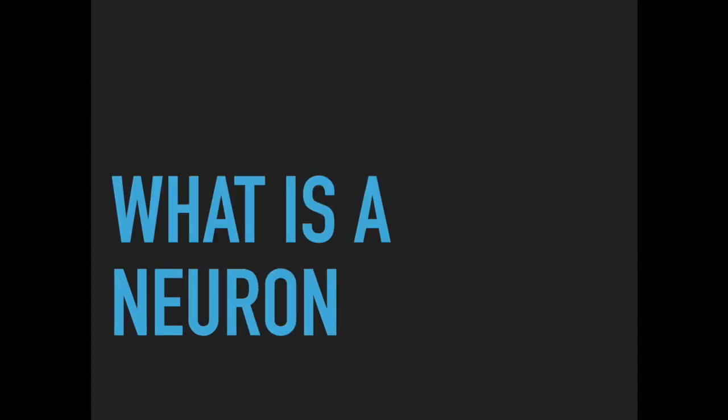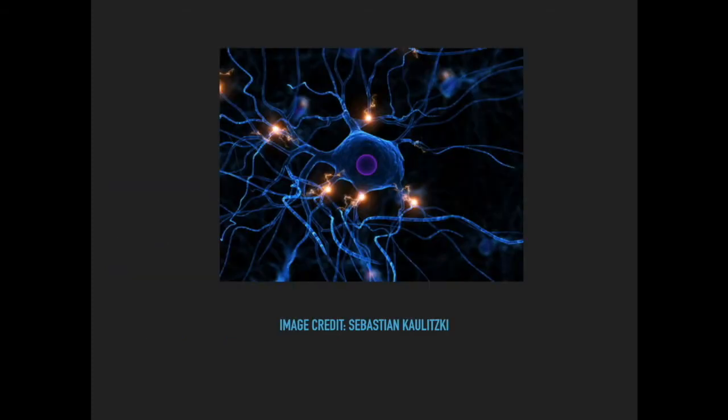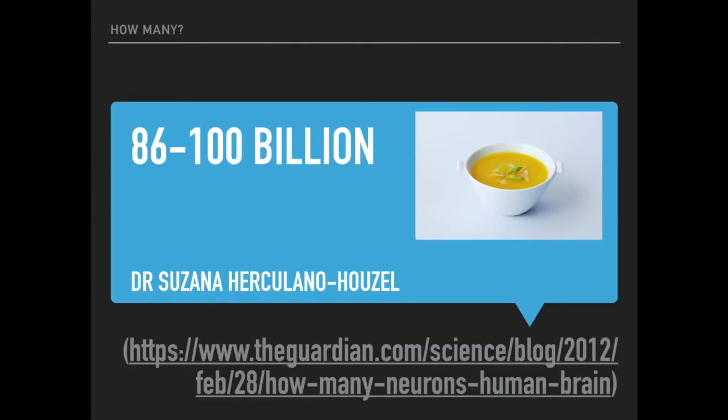Okay, so first of all, what is a neuron? Neurons have been thought to be the fundamental units of the brain and the nervous system. They're responsible for receiving and processing input from the world, sending commands to muscles, and they work in a highly parallel way. So we have about 86 billion of them.